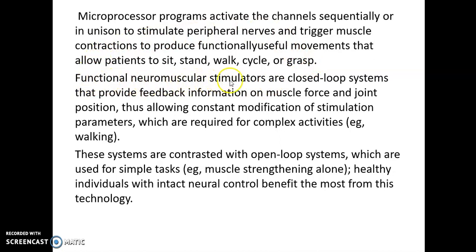The functional neuromuscular stimulators are closed loop systems. The system is a closed loop. So here, if you draw a diagram, the whole person and the equipment, the system will be totally forming a closed loop that provides feedback information on muscle force and joint positions, thus allowing constant modification of stimulation parameters which are required for complex activities such as walking.